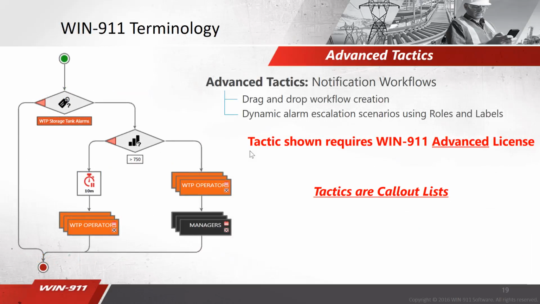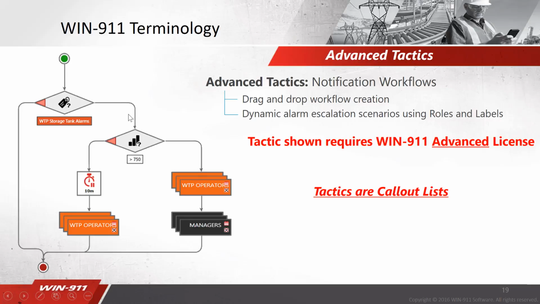Now the advanced tactic, available in the advanced license of our software only, is that state machine, that flow chart that I was showing you that's very handy to have. Going back, our event has happened, for example, that coolant, and the strategy has started some tactic. In this tactic shown here, let's say this tag that came through has a label called WTP storage tanks. If this alarm has this label, it's going to go to the right. If it does not have this label, it goes to the left. It's gone to the right, so we continue.